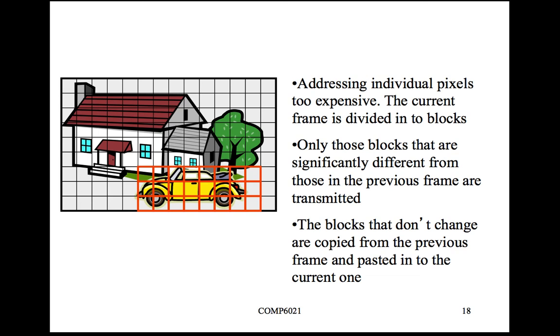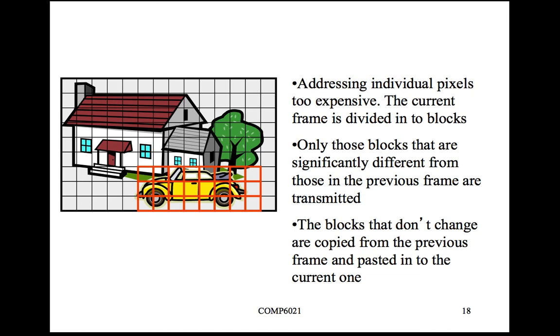Now, what does significantly different mean? Well, that's one of the thresholds you could set when you're coding. You could say, I want really high quality, so I'm considering a small difference significant. If you were trying to really squeeze it down, if you're YouTube or someone, you might say, well, for me a significant difference is, you know, yay big. And so only the blocks that are significantly different will be sent, and the blocks that don't change are just copied from one frame to the next.